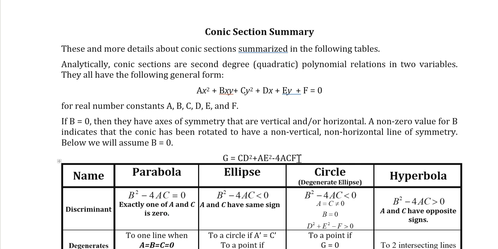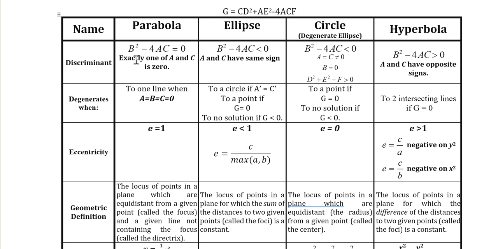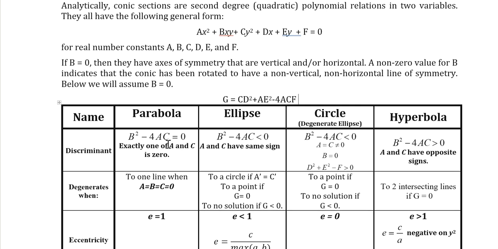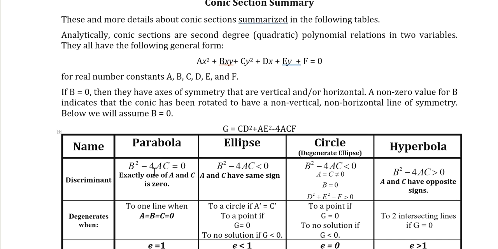I'm also going to mention this other thing called G, which you get by C times D squared plus A times E squared minus 4 times A times C times F. It's not that important, but I do want to mention it a couple times here. So if B is 0, another way to look at it is this. Of course, you won't have the bxy term. A parabola will be missing either the x squared or the y squared term as well. So either A is 0 or C is 0, but not both.